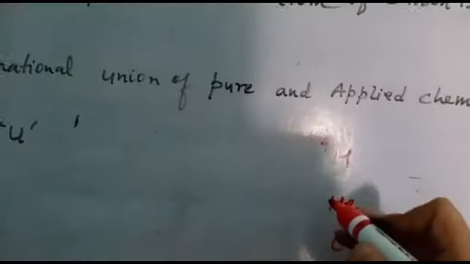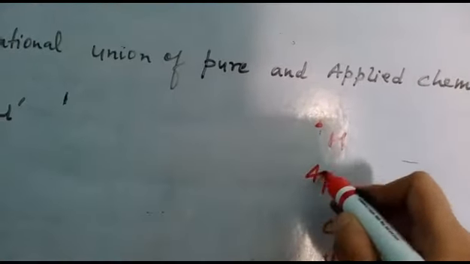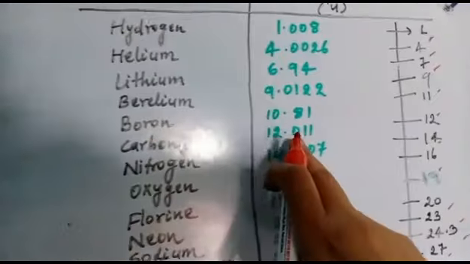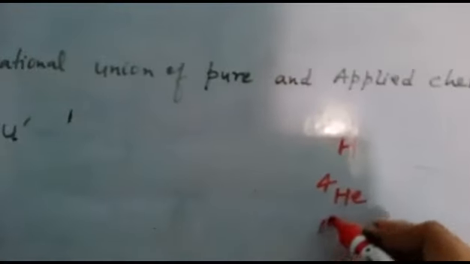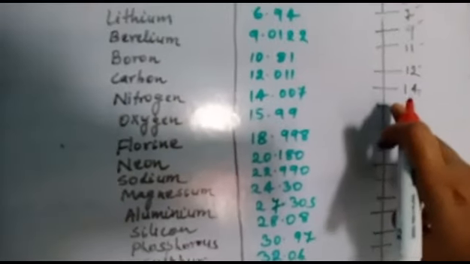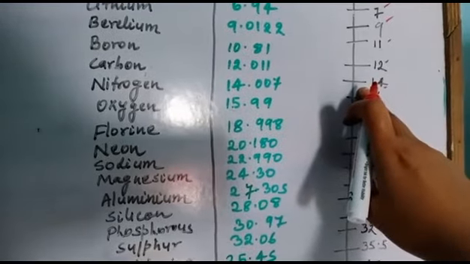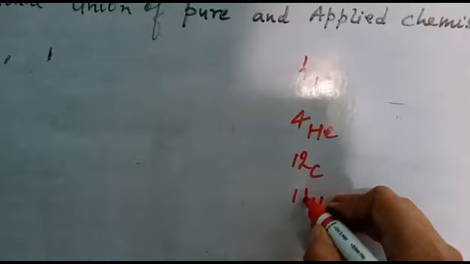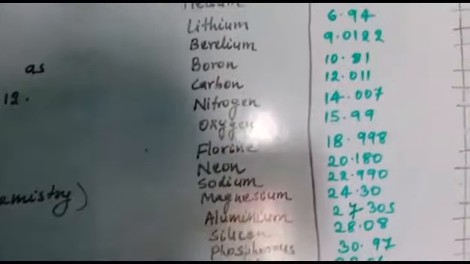We will just write 4 here. Okay, then carbon is how much? 12, so we will write here as 12. Okay, then nitrogen is how much? See, it is 14, so we will write here as 14. Now oxygen, where is oxygen?